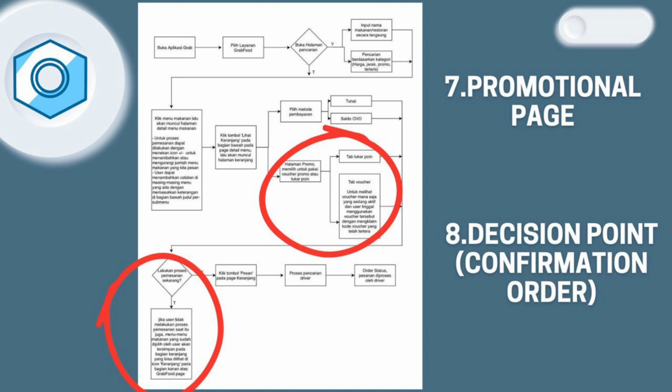Then the system performs a series of checks. It verifies that all menu items are still available, validates the selected payment method, and generates a unique order ID. Once confirmed, the Grab algorithm begins searching for an available delivery driver near the restaurant. The driver who accepts the request will pick up the food and deliver it to the customer's location.